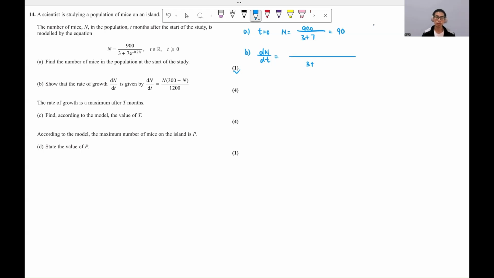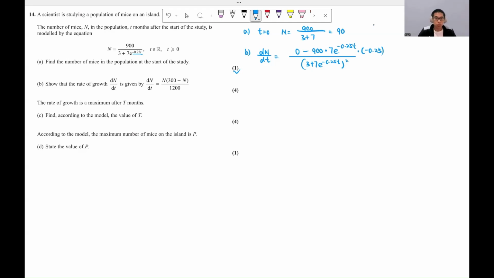So that would be 3 plus 7e to the power negative 0.25t, all squared, in the denominator. And then v times the derivative of u. So 900 differentiates to 0, so just 0. And then minus u times the derivative of v. So differentiate the denominator: 3 differentiates to 0, and 7e to the power negative 0.25t stays the same, and we just times by the derivative of the chain. Negative 0.25t is the chain; differentiate that and it would be negative 0.25.